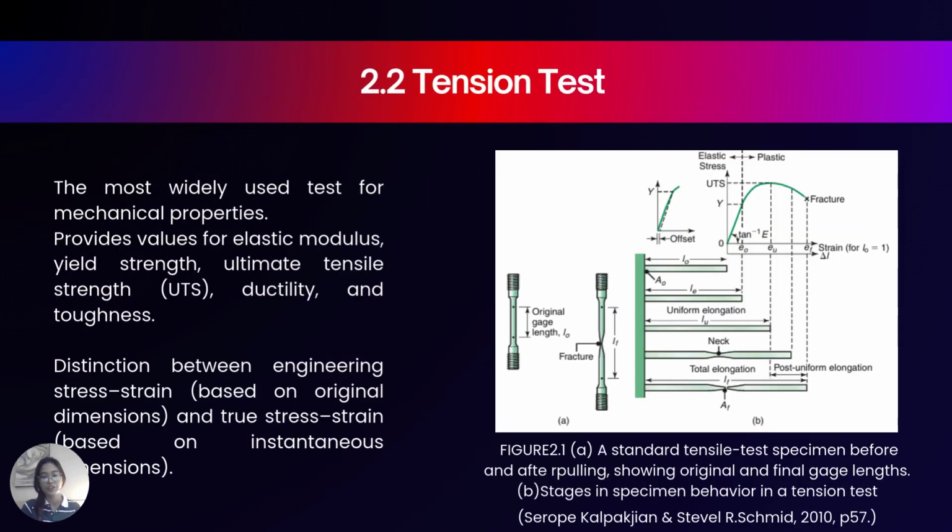Now, let's move on to the first test, which is tension testing. The tensile test or tension test is the most widely used mechanical test because it gives us nearly all the fundamental mechanical properties of a material. In this test, a specimen, usually shaped like a dog bone, is gripped at both ends and pulled in tension until it fractures. The tensile machine records the applied load and elongation, from which we calculate stress and strain.